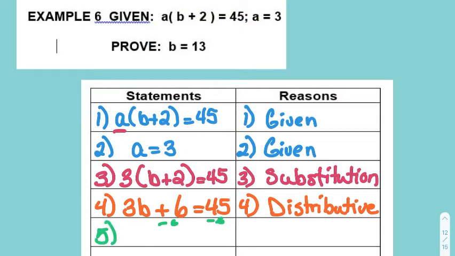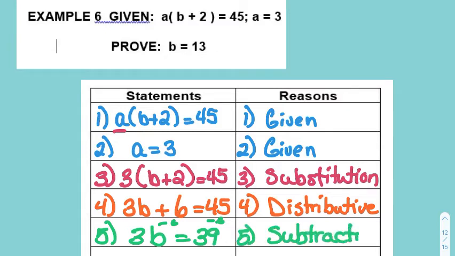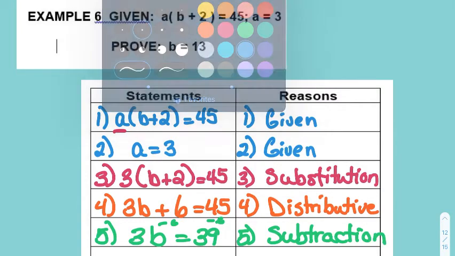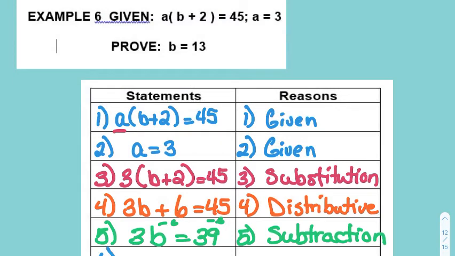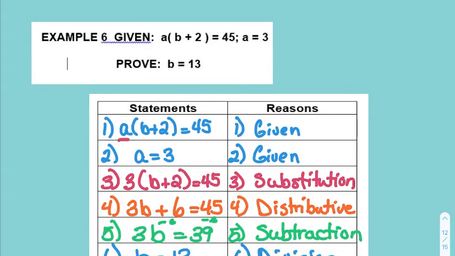So this is going to be step 5. So 3b equals 39, and that was by subtraction. And our last final step for this particular problem, we would need to divide by 3. So b equals 13, and that was by division. All right, again, there you go. We probably could have approached things a little bit differently as well. We could have done it similar to our last problem, but hey, let's just keep moving on.